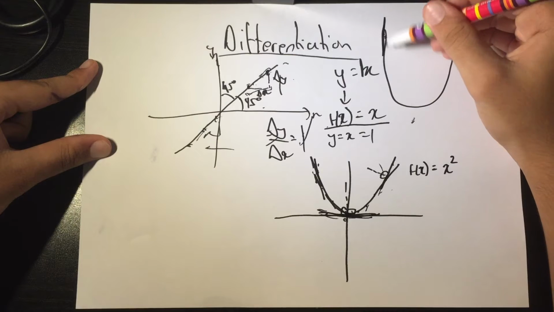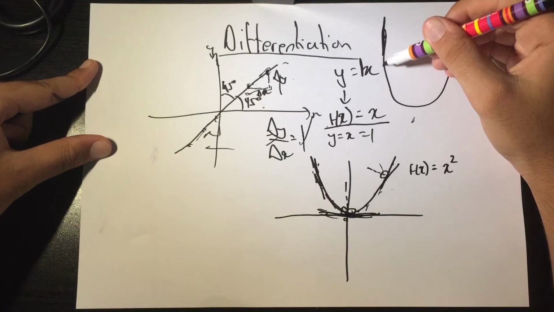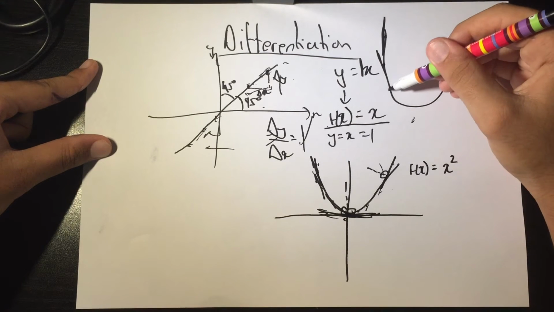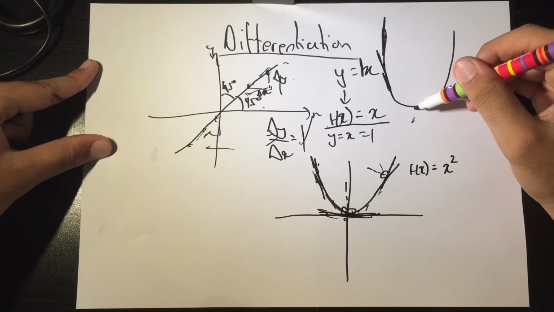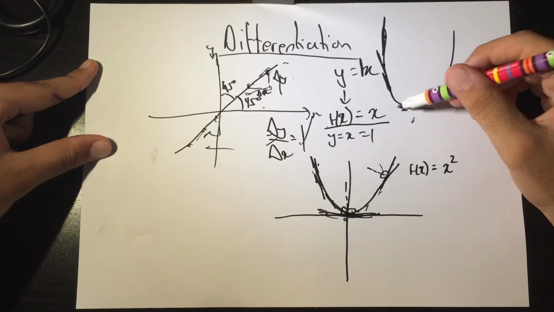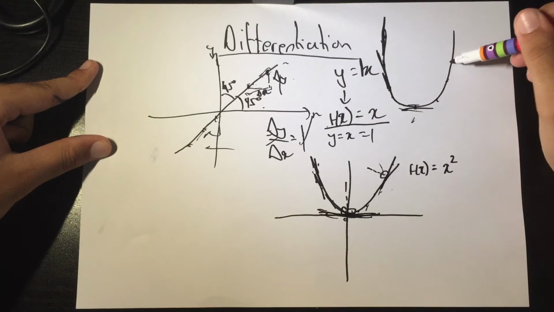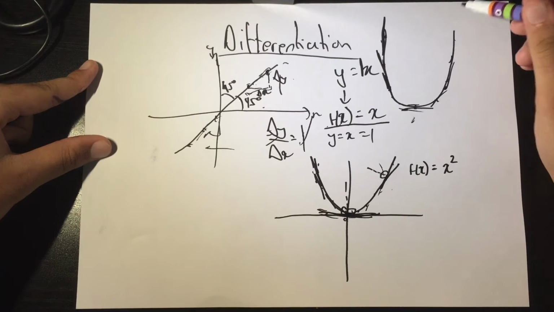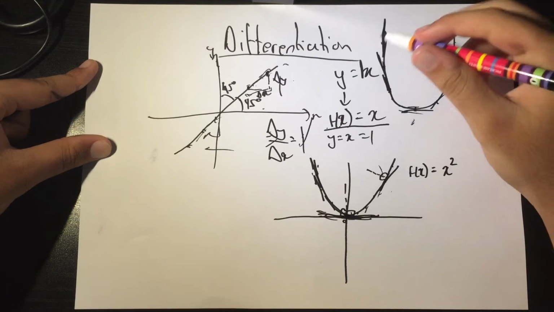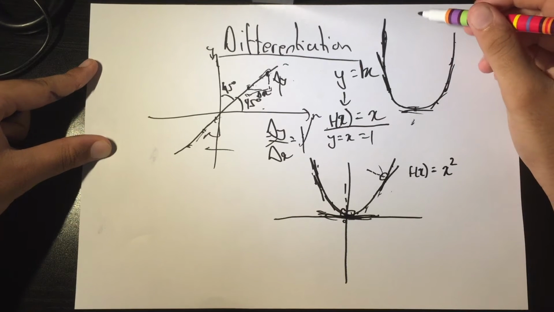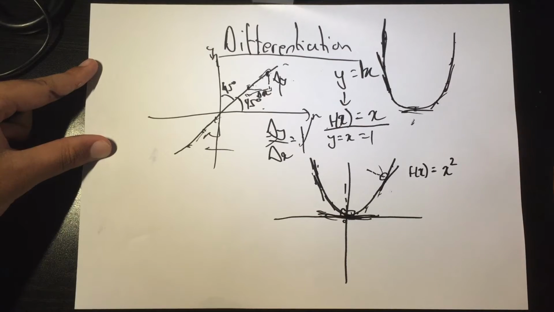So at this point, it's like a very steep line. Here it's less steep. Here, if you draw a tangent, it's less steep. And here it's not steep at all. Like it's just 0. So the steepness is getting lower and lower, and as you move right, it goes higher and higher. So the gradient is always changing. The gradient is variable. So the gradient is not a constant.